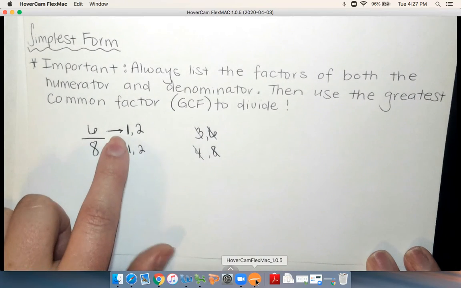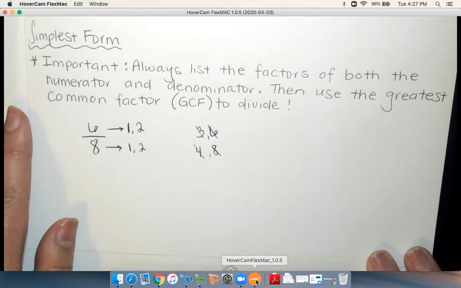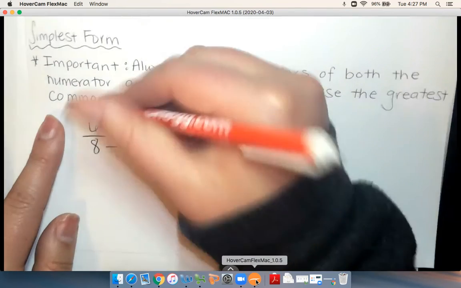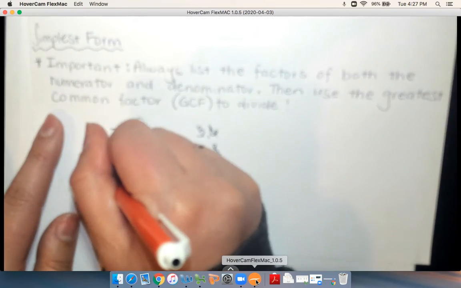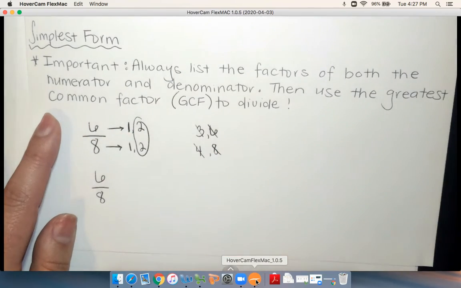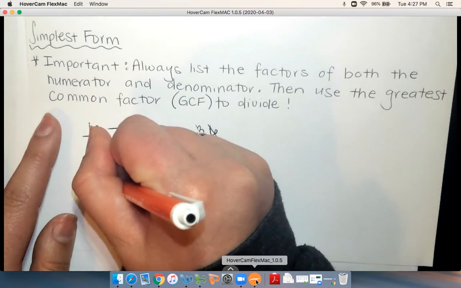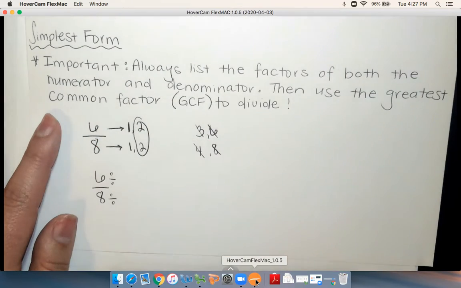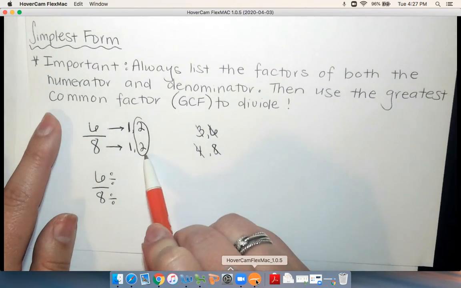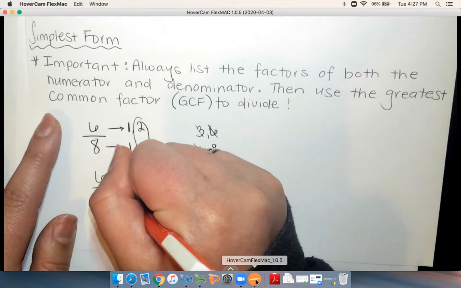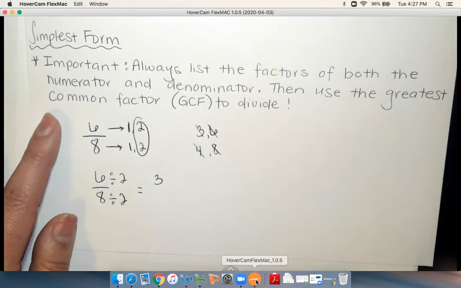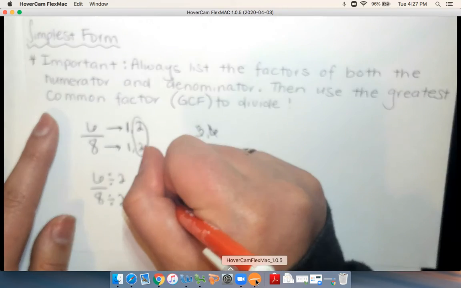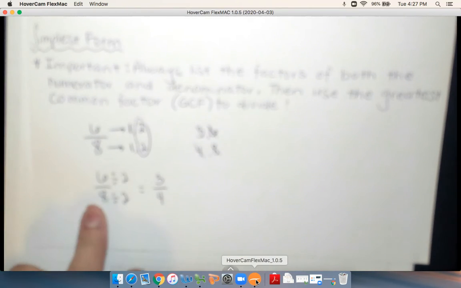So looking at these two numbers, I have to choose between 1 and 2. Which of those is the greatest? Well, 2. So now to find the simplest form, I'm going to rewrite 6/8, and I'm going to divide both my numerator and denominator by my greatest common factor, which is 2. So 6 divided by 2 is 3, and 8 divided by 2 is 4. And so 6/8 is equivalent to 3/4.